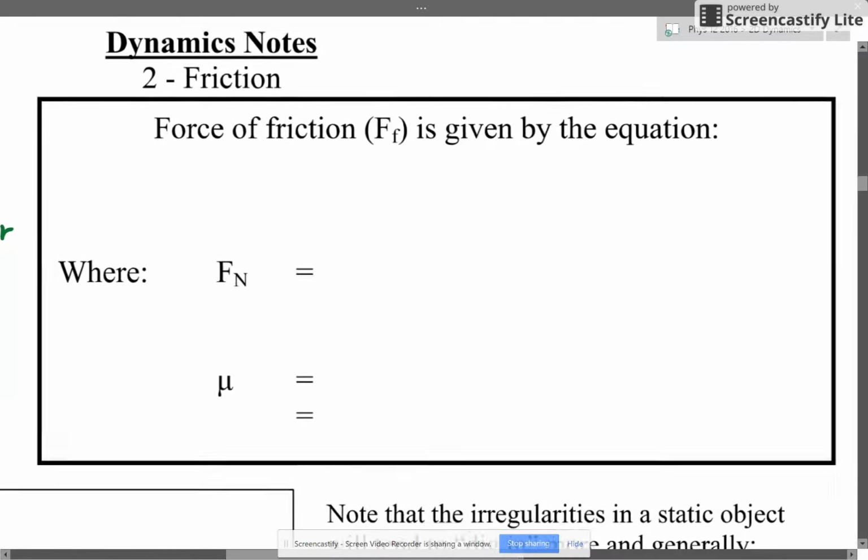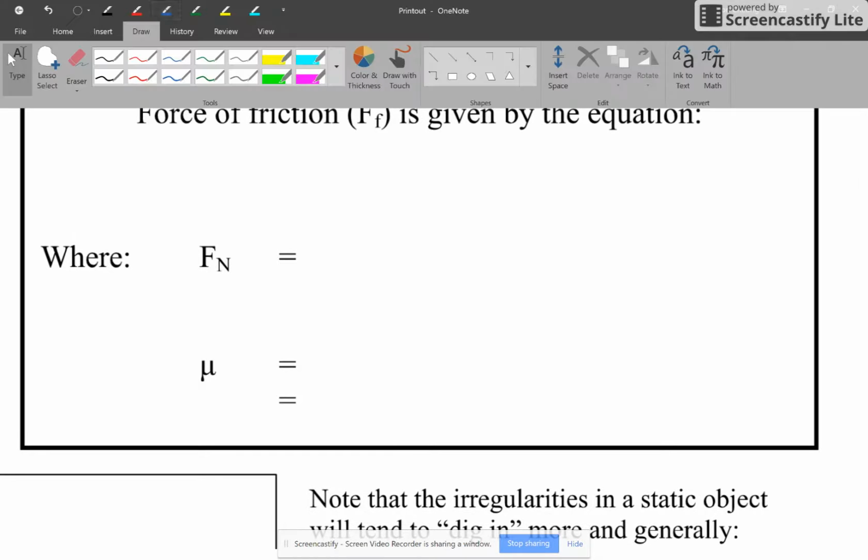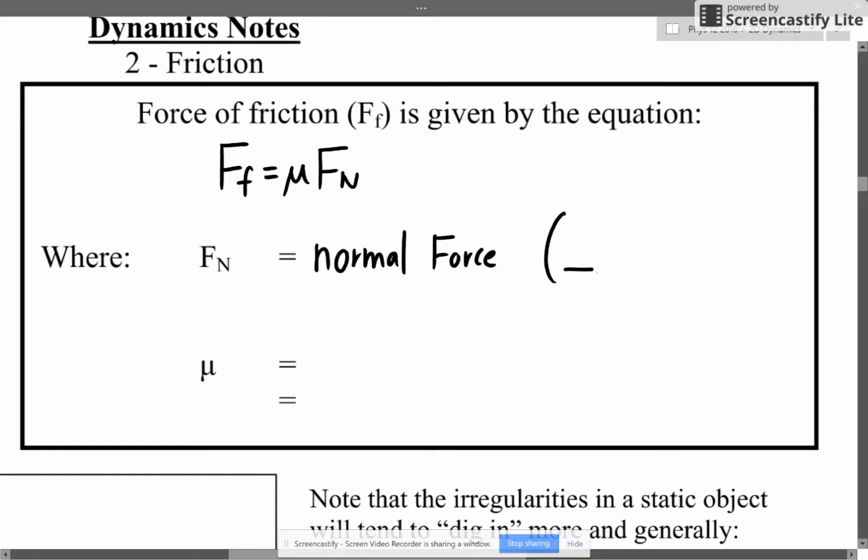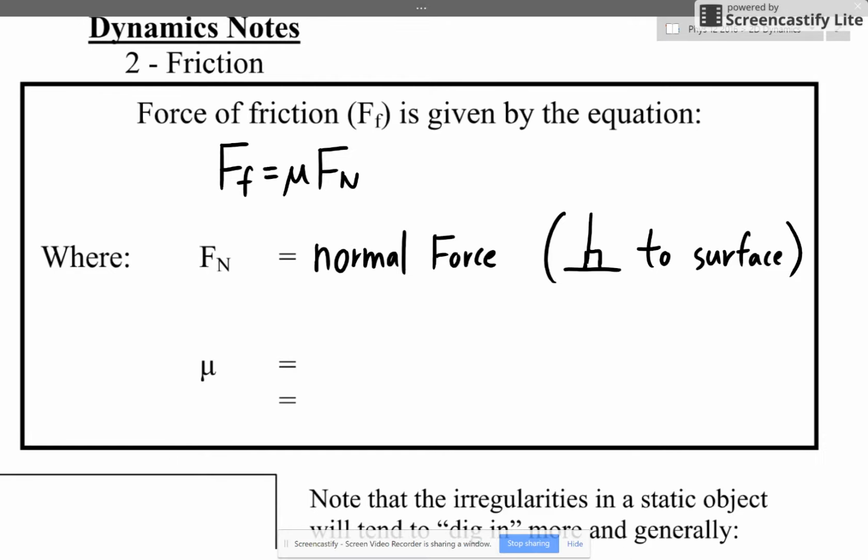Now that we have that covered, let's recall what we learned from Physics 11 last year. We have one equation for force of friction. Friction is equal to mu Fn, and this is still true, where Fn is your normal force, which is always, so this is one thing you have to remember, always perpendicular to the surface. Whatever surface your object is sitting on, that normal force has to be perpendicular to that surface.